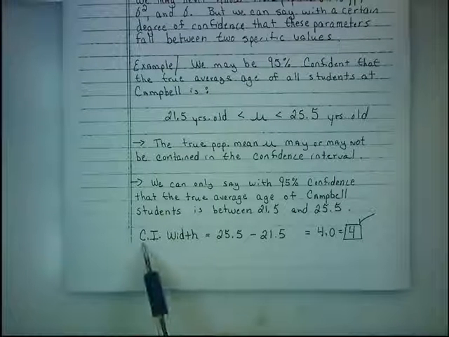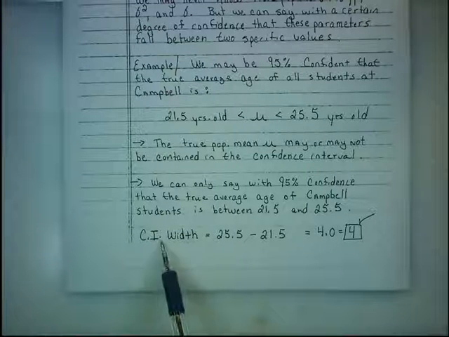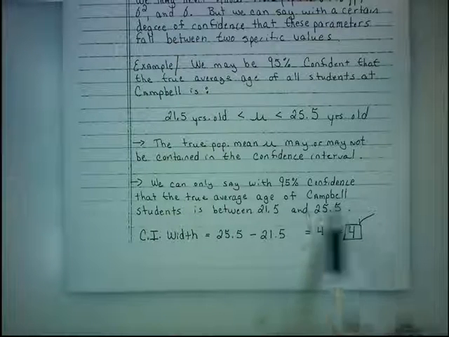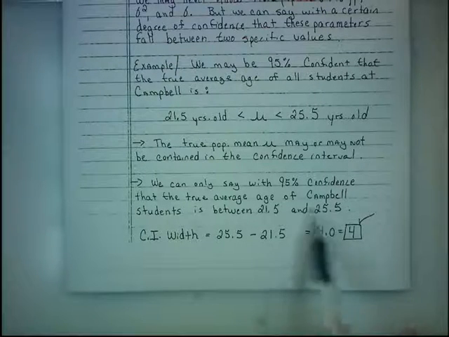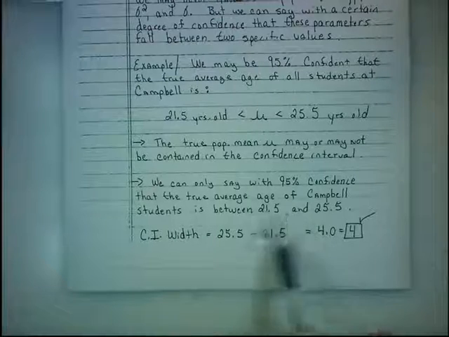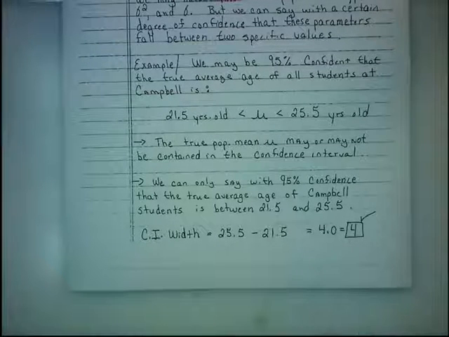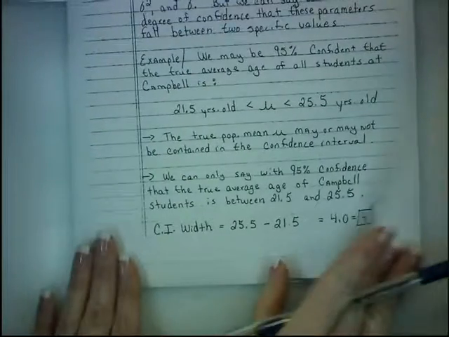I will also ask you for confidence interval width, CI, and that's always going to be the larger number or the upper number minus the smaller number or the lower number, and whatever that positive difference is, that's going to be your confidence interval width. So very easy calculation if you have the correct confidence interval.